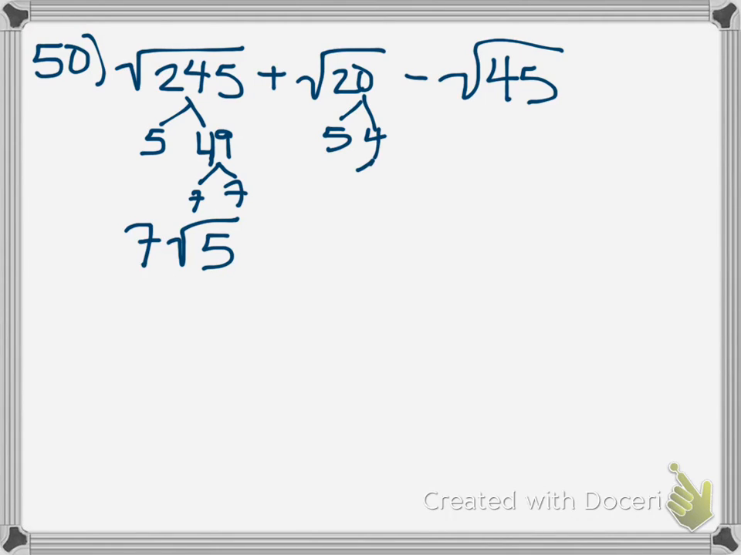Leftovers stay inside. So I can break up 20 to be 5 and 4, and then I get 2 and 2, and I see I have a pair of 2's. You're only looking at the ends. I have a pair of 2's with a 5 left over.